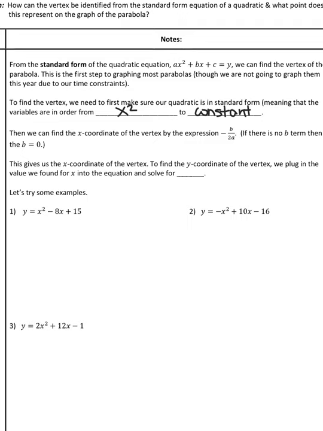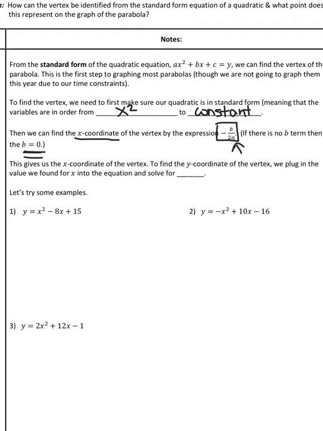We find the x coordinate of the vertex by the expression negative b over 2a, right? This is going to be one of those things you need to memorize. We're going to use negative b over 2a. B and a are the coefficients in that ax squared plus bx plus c. If there is no b term, then b equals 0. I don't have any examples of that. Maybe I'll throw in a fourth one down here just to show us.